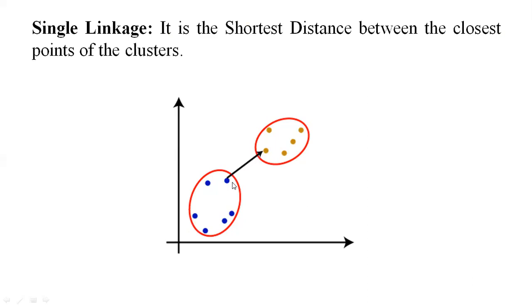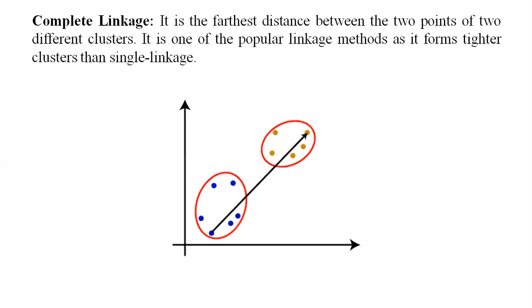That is, the shortest distance between the closest points of each cluster is computed. This is what we call single linkage. Okay. So moving ahead, we talk about complete linkage.